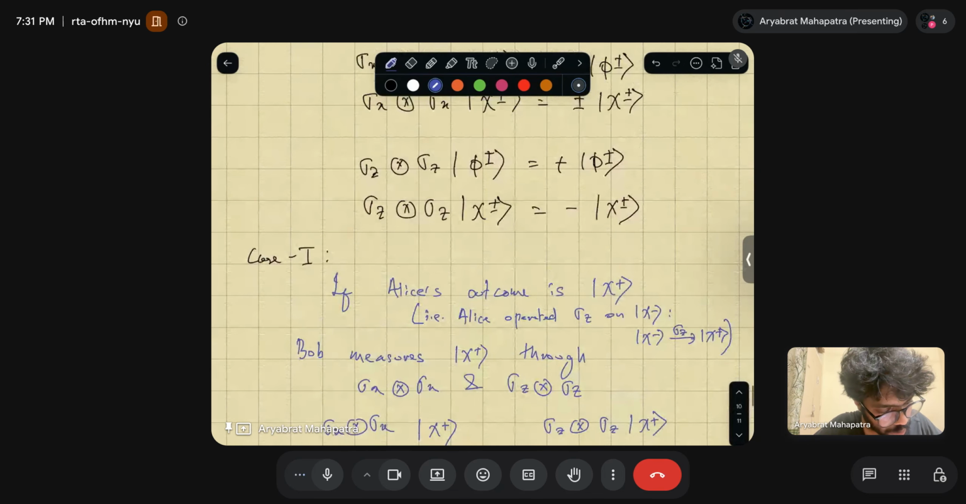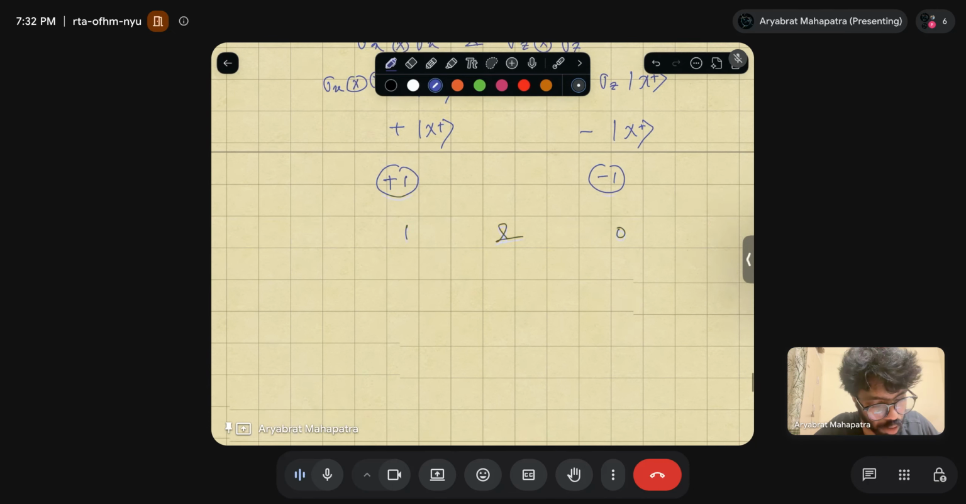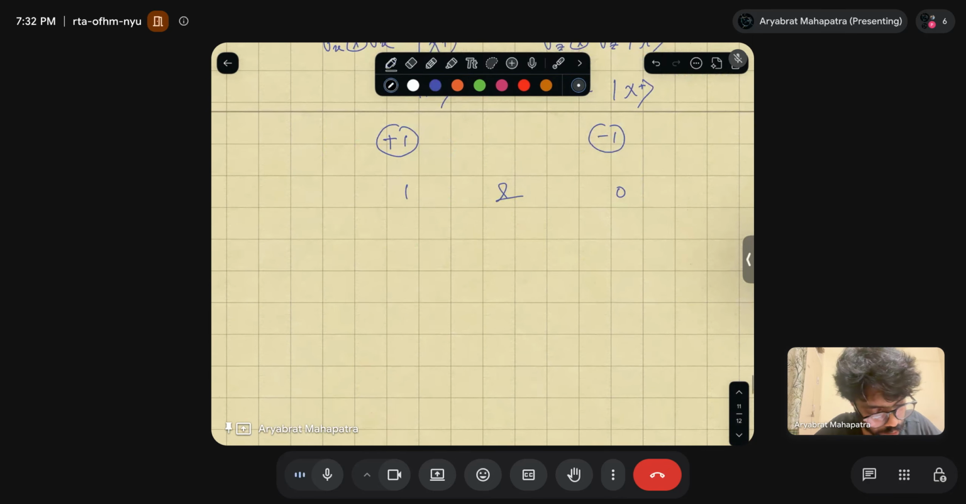So this means Bob has two outcomes, either plus 1 or minus 1. We can think of it as 2 bits of classical information being sent. So after the measurement, Bob can receive 2 bits of classical information, that is 1 and 0. You can think of plus 1 as classical 1 and minus 1 as classical 0, how we denote it in classical information. The other cases could have been the other way, so instead of 1 0, it could have been 0 1.